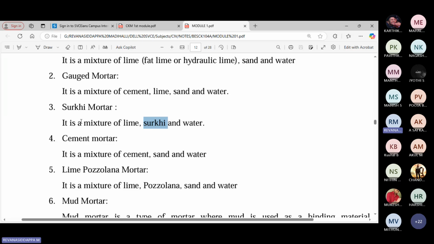The mixture of lime, surki, and water is called surki mortar. In surki mortar, we replace the whole sand by surki. What is surki? It is broken brick powder.